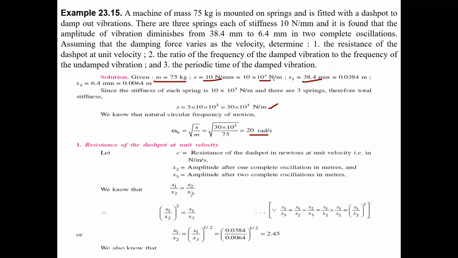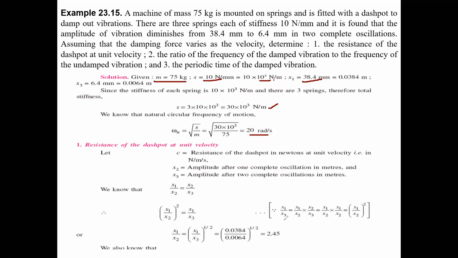Now going to write our amplitude reduction ratio: x1 by x2 equals x2 by x3. So (x1 by x2) whole square equals x1 by x3.